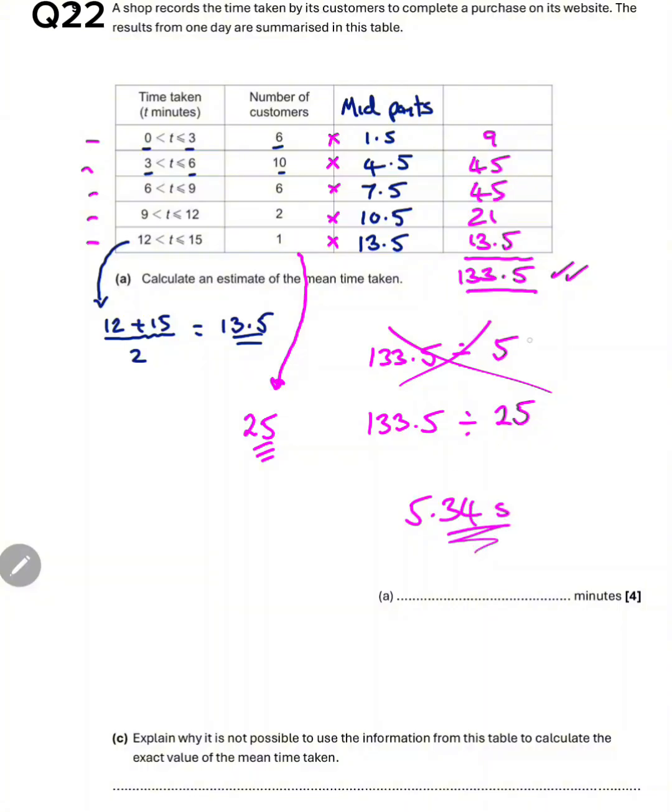If you divided by 5, you're probably going to get an answer that's bigger than 15. How can your average be bigger than the maximum? It just can't happen. So there's your final answer there.